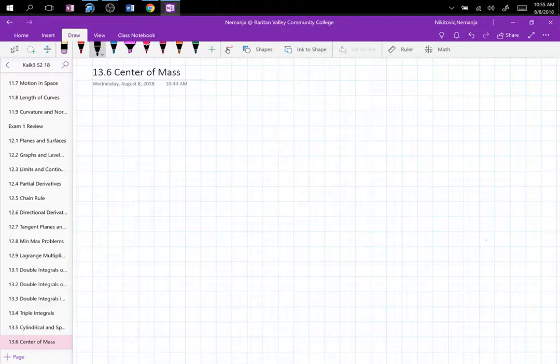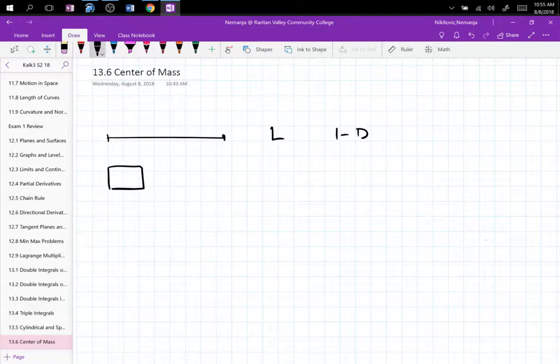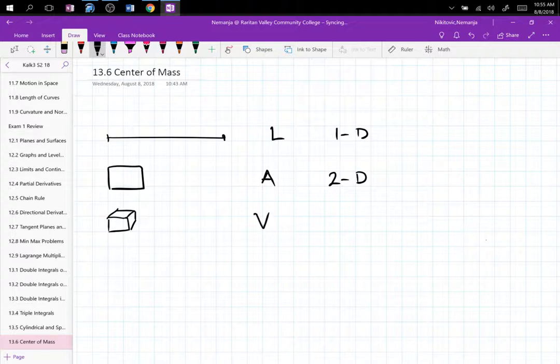We said that if you have just the length, that would be length L, and that would be one dimension. If you have some kind of a rectangle, triangle, square, circle, you are talking about area, that would be two dimensions. And if you have some kind of an object, I don't care whether it's a cube or a pyramid or whatever like that, it would be the volume, which is 3D.